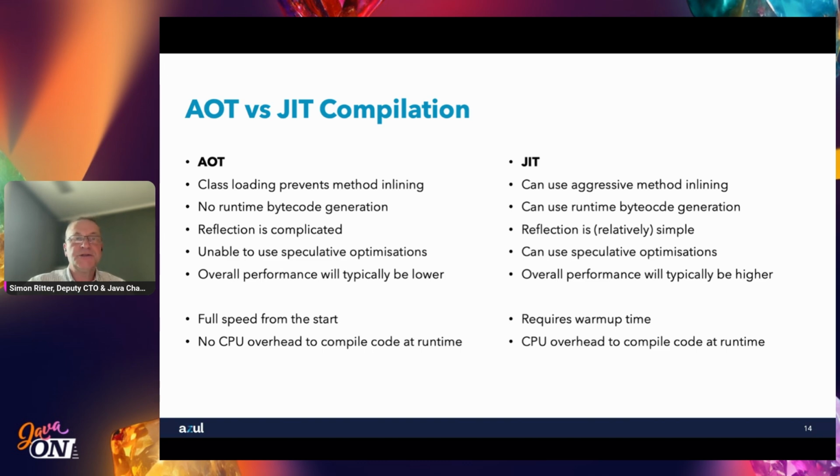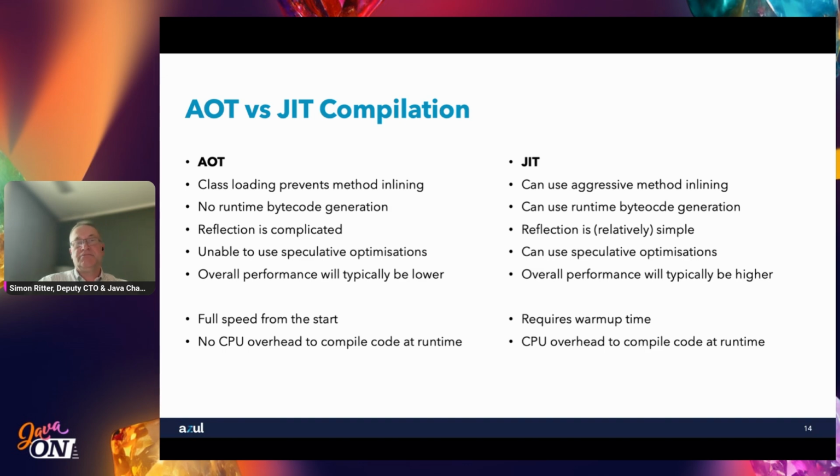If you look at the way that Graal VM works, you have to really declare all of the reflection that you expect to use in order to have that handled by the Graal compiler. You can't use speculative optimizations in AOT because obviously you're not profiling the code as it's run. You can use profile guided optimization, but that's very different to using speculative optimization. So overall, performance will typically, and that's not every case, be slightly lower because we can't use some of the techniques we can use for JIT compilation. But obviously the benefits are full speed from the start and no CPU overhead to compile the code at runtime.